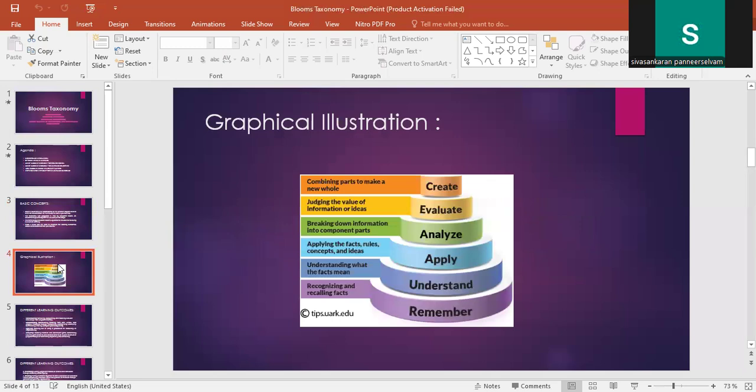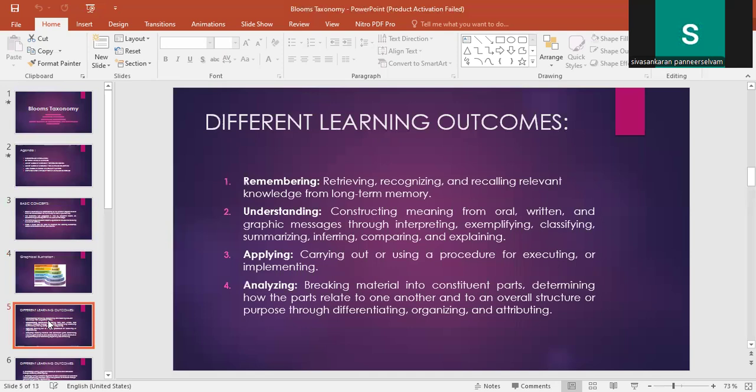These are the 6 different levels of learning given in a graphical illustration. Now we are going to see all the 6 different kinds of learning outcomes, and how we can apply them according to the different situations of learning. Everything we are going to discuss in the following slides. The first one is the lower order thinking skills.